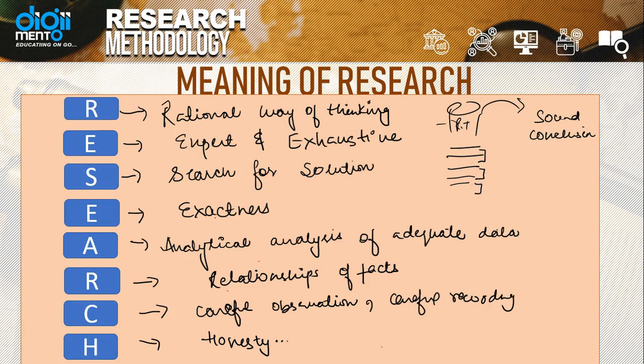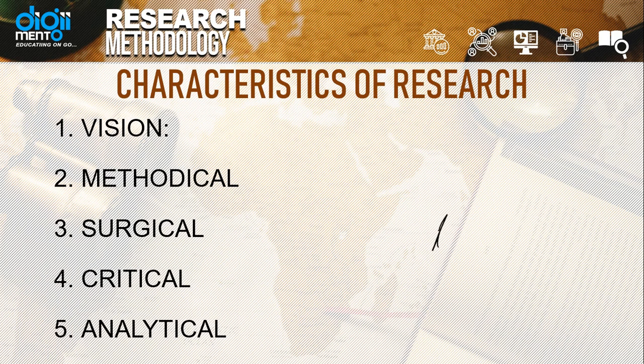Okay. Now the next one is C. C is careful observation, critical careful recording, or you can say construct. You have a very constructive aptitude for the whole research. And the next one is H. This is honesty. Honesty should be there in any kind of research. Now in very simple words, what is research? Basically research is a scientific and systematic search for appropriate information on a specific topic you choose. Okay, very simple. Now the next one is characteristics of research. We have different characteristics of research, so let's discuss all of them one by one.